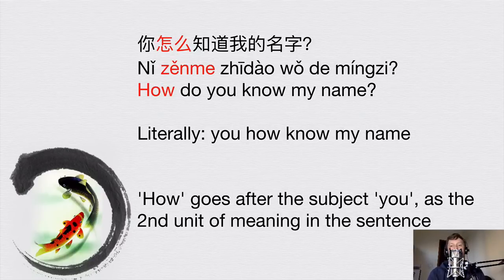你怎么知道我的名字? And how goes after the subject you. And again, it's the second unit of meaning in the sentence. Okay, so it's not that easy to grasp exactly how to use all of these question words with just a couple of examples. But as you see more examples, you will figure it out, and you'll find that it's actually not that difficult if you practice this a bit and get used to manipulating these words in sentences.